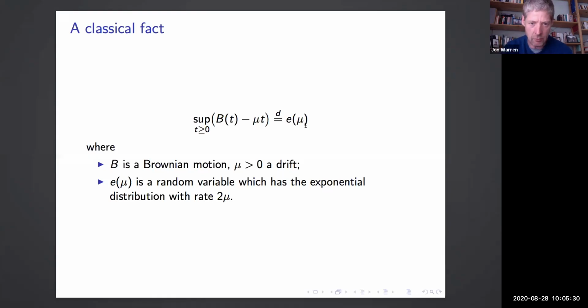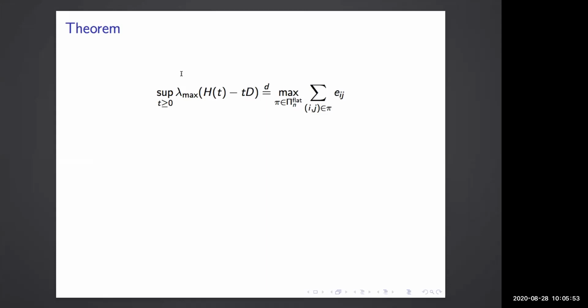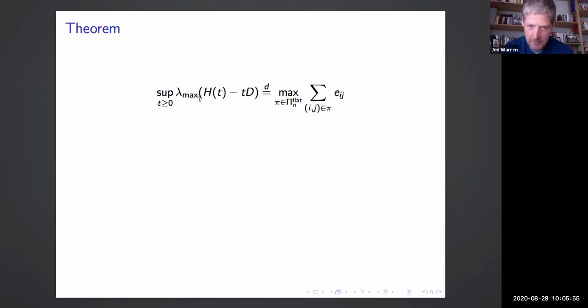Okay, so what I want to start with is talking about what seems to be a very natural generalization to a random matrix setting of this identity. Okay, so here comes the statement, and then I'll flesh it out a bit in the next few minutes. So on the left-hand side, we've got an all-time maximum of what's going to be a largest eigenvalue of a process evolving in time. And on the right-hand side, we've got some mess, and then EIJs, and the EIJs are independent exponential random variables.